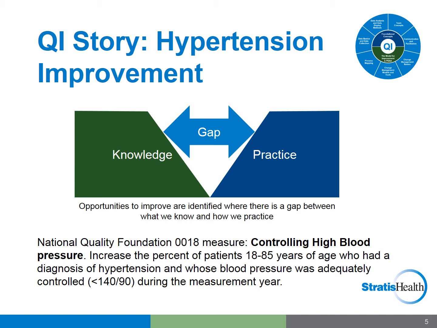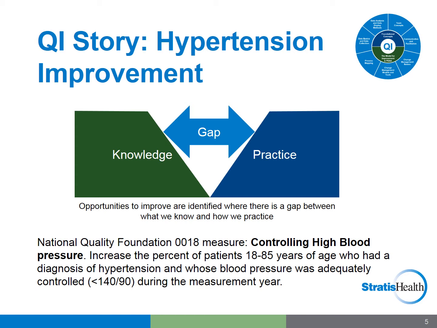To keep our example real world, let's imagine that the clinic is seeking to improve performance on the National Quality Foundation 0018 measure, controlling high blood pressure. Increase the percent of patients 18 to 85 years of age who had a diagnosis of hypertension and whose blood pressure was adequately controlled, below 140/90, during the measurement year. Simply put, a higher percentage on this measure indicates that the clinic is both identifying, diagnosing, and helping patients to control their blood pressure.